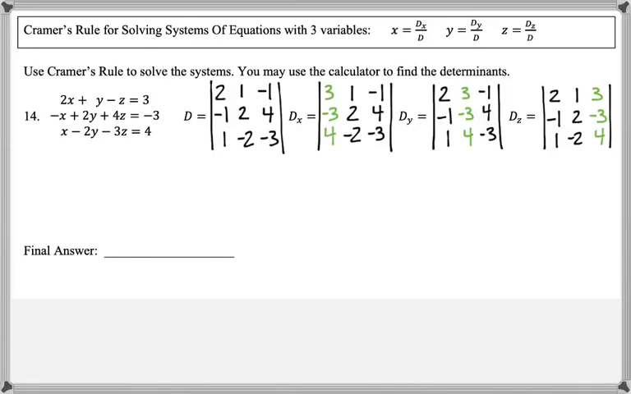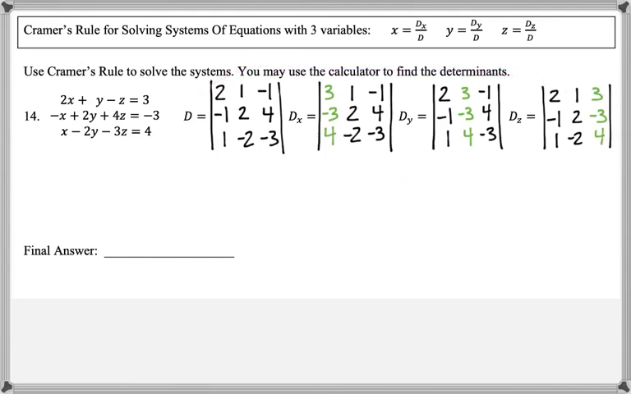Next, we are solving systems of equations using Cramer's rule. So this is a very different way to solve a system of equations. And we are really going to be using determinants to do this. And we're going to have to find 4 different determinants in this process.